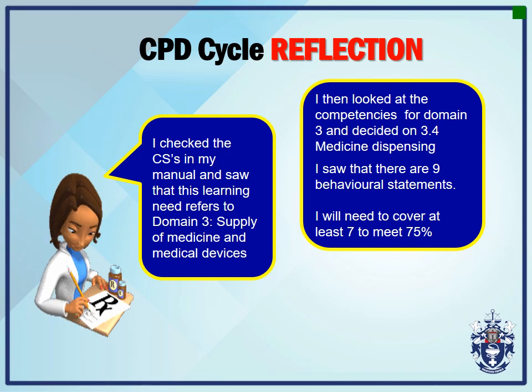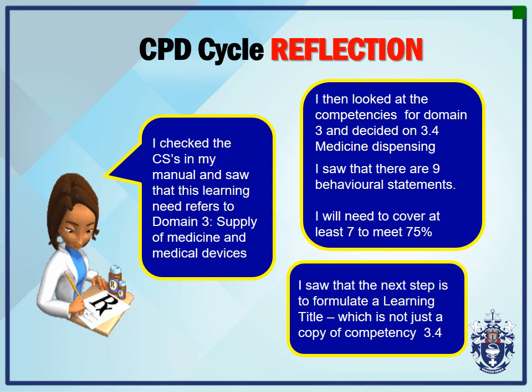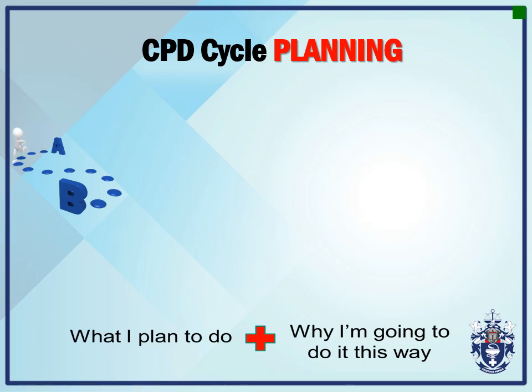Within 3.4, you identified 9 behavioral statements. So you realized that you need to be able to cover 7 of these to meet 75% in terms of your evidence. You saw that the next step is to formulate a learning title, which is not just a copy of Competency 3.4. So you've identified your title, you've reflected on what you needed to do. Your next step would be your planning step.